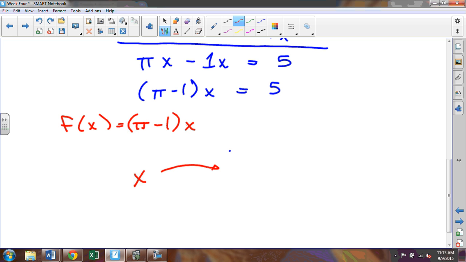We know parentheses. Yeah, you got it, Ryan. It's just telling us to multiply by the quantity pi minus 1. And that's really just a simple one-step function. So how do you undo the multiplication? With its inverse, division.